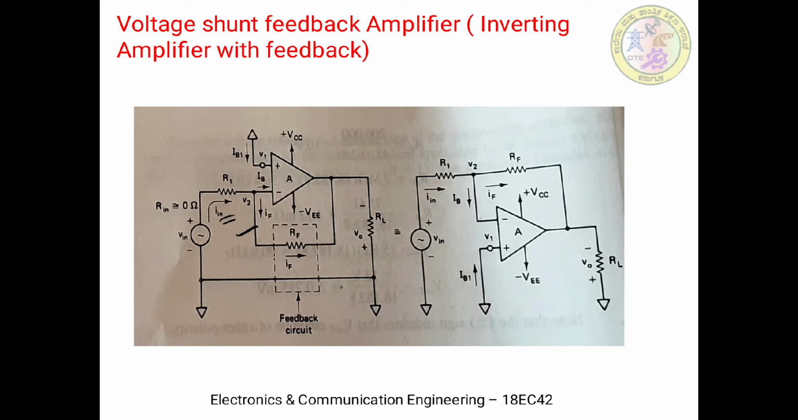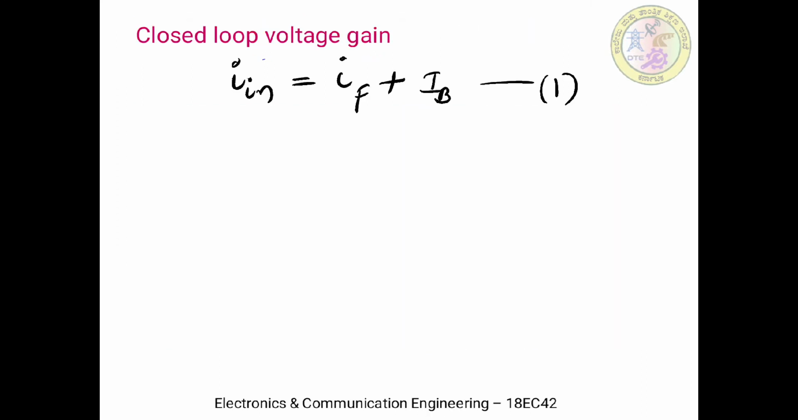Now the circuit diagram is as shown. Here RF represents the feedback resistor, and also you can see the feedback circuit. In order to derive the various parameters like closed loop voltage gain, input resistance, output resistance, and bandwidth in presence of feedback, let us take the circuit shown here as a reference. Now we will take the first one, that is closed loop voltage gain.